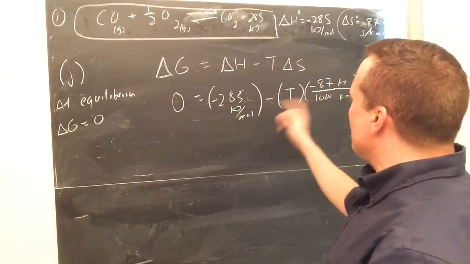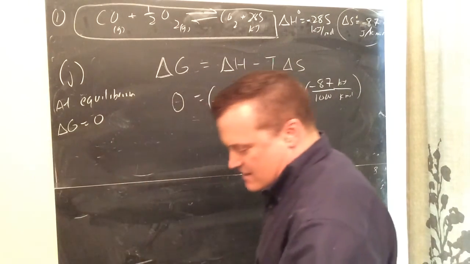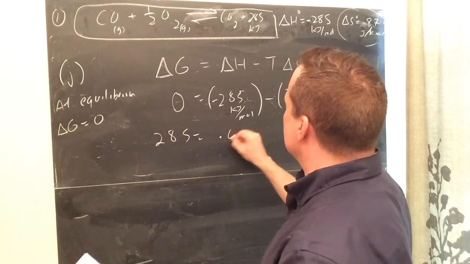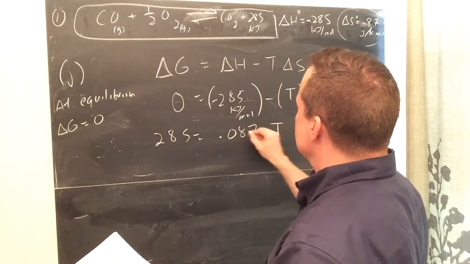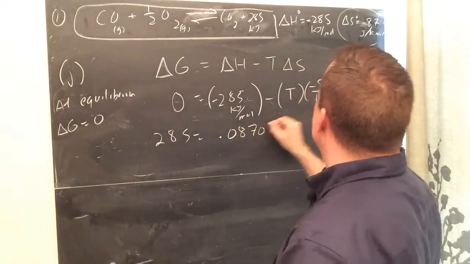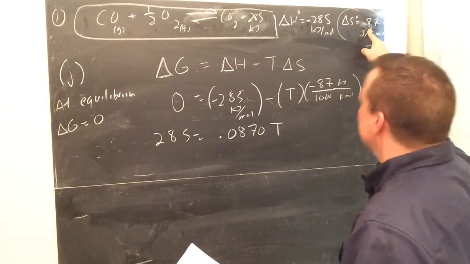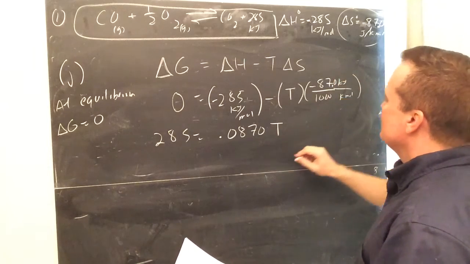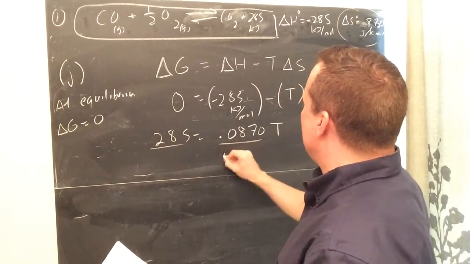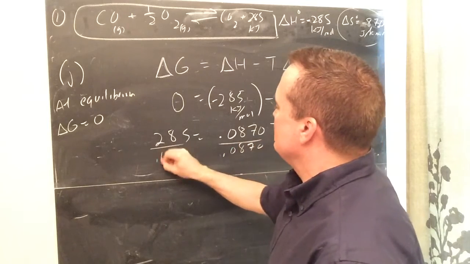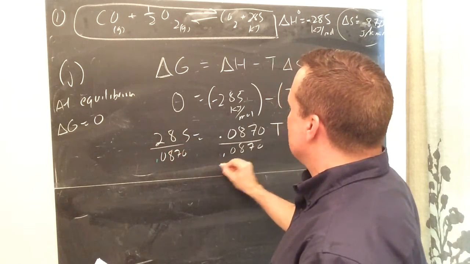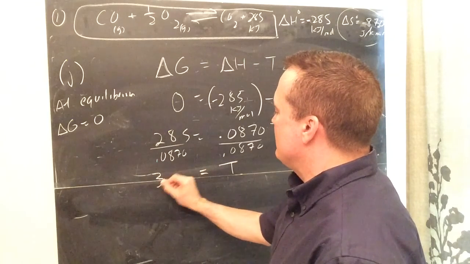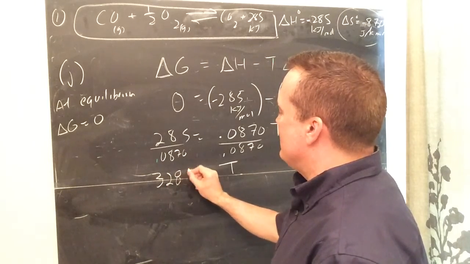And now we just did the math here. So it looks like 285 will become positive 285 on this side equals 0.087 T. 0.0870 actually. Did I put a 0 on that number? Oh, I did. From the beginning I didn't see it was 87.0. That's another sig fig. Okay. So then divide them both by 0.0870. And it says the temperature is equal to 3280 Kelvin. Okay.